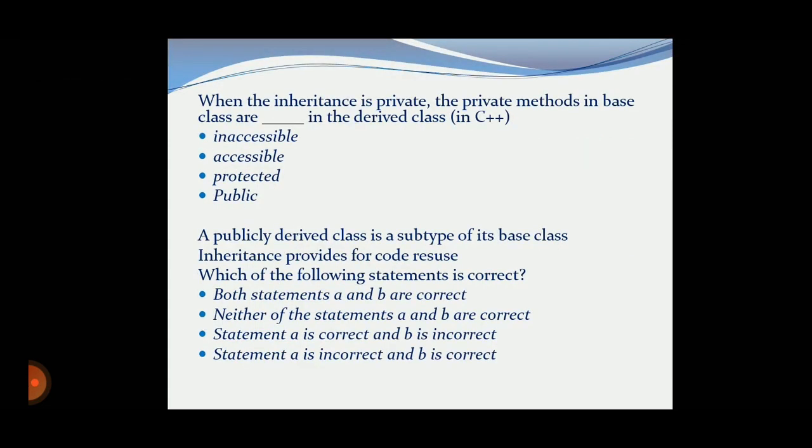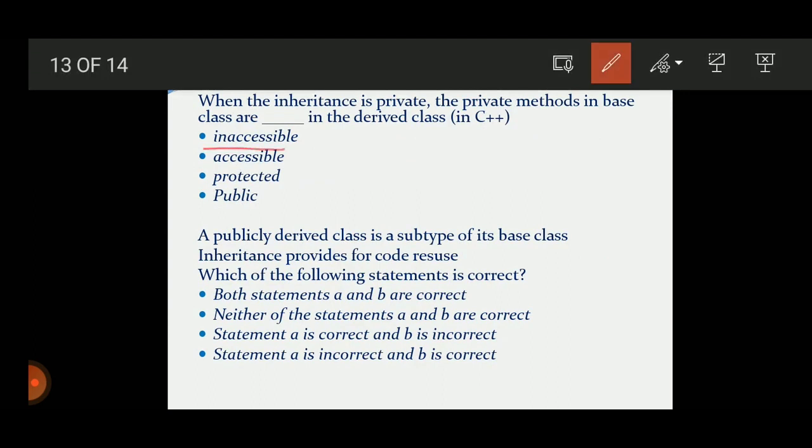The next question: when the inheritance is private, the private methods in the base class are inaccessible in the derived class. For C++ or Java, the same question can be used. Inaccessible. See, private data members cannot be inherited, and private methods cannot be inherited. So we say they are inaccessible.